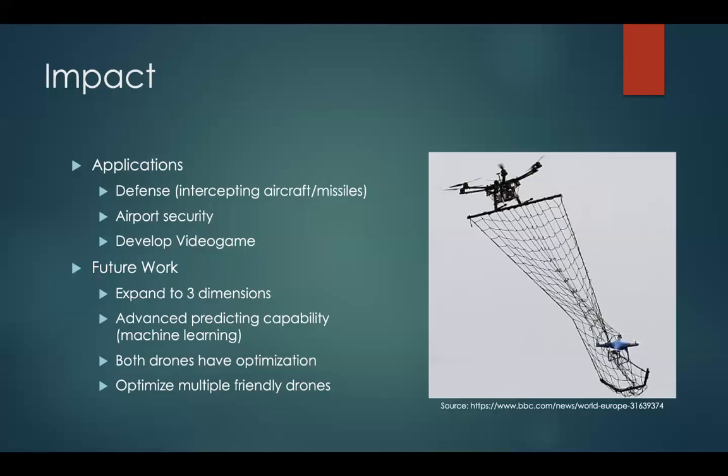Another thing to do is perhaps add optimization to the enemy drone model, because you could assume that the enemy drone might have its own goals and might have its own optimizer in order to achieve its goals. So you could try and design your friendly drone's optimizer around that fact. Another thing to do is to have multiple friendly drones try and intercept an intruder drone. And so you'd have to optimize multiple paths in that case.